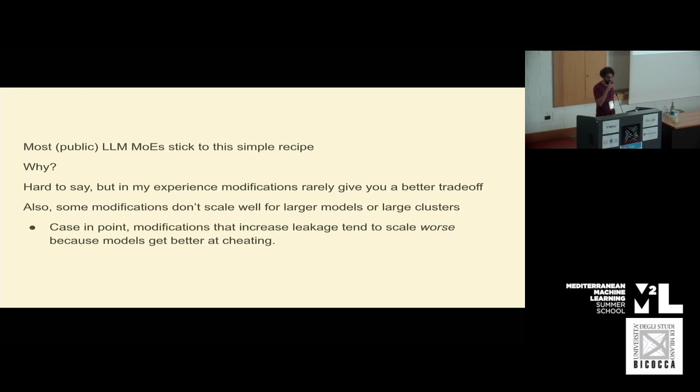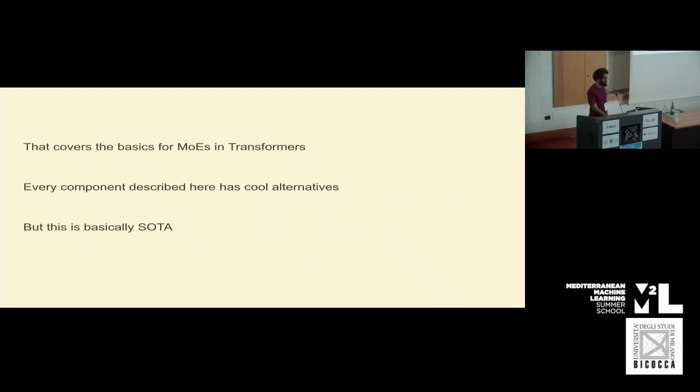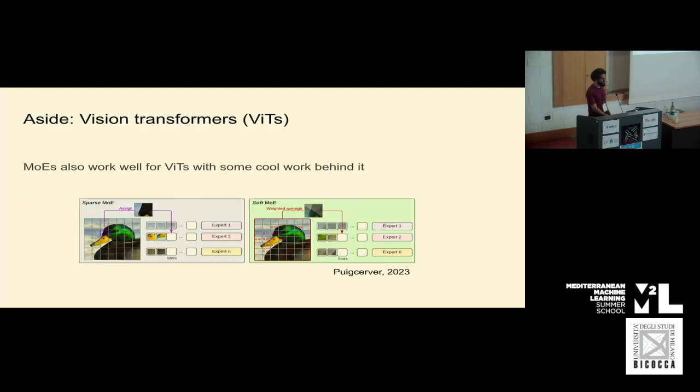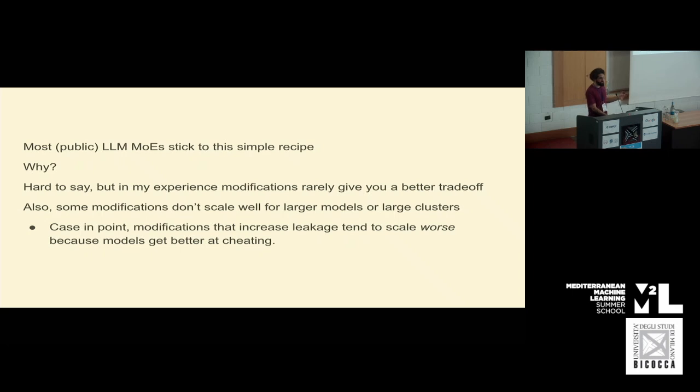I don't think the reason is exactly clear, but in my experience, lots of modifications that are proposed end up not yielding a good trade-off. So it's good to think about the trade-offs when you're proposing modifications. Another thing is that modifications often don't scale well. They might work for like 200 million parameter models, but when you go to 10 billion, they just stop working. One example, from something I just talked about, is the leakage. If you have a modification that increases leakage, the model may use the leakage better as it gets larger. So you're going to start seeing a divergence between the training and validation loss, for example, and the gap between MoEs and dense models gets smaller and smaller as you increase the scale.